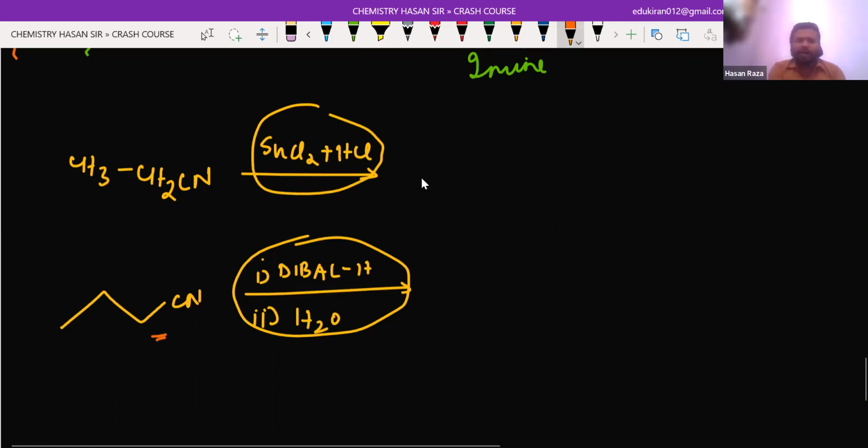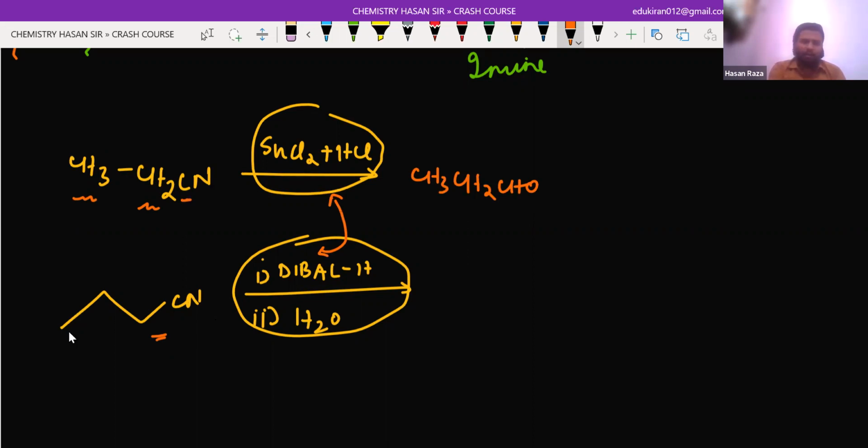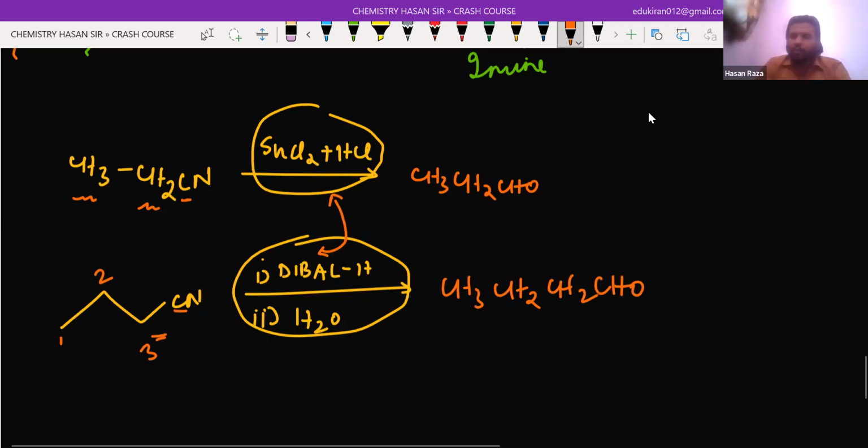So you can directly write propanal. CH3, CH2, and the C is there. So this will be directly converted into propanal. And as I told you, both have the same working as the same reagent. So 1, 2, 3, 4, butanal: it will be CH3, CH2, CH2, and the last carbon is this. So it will be converted into this. So I think it's very, very easy, right? So we just did preparation of aldehyde from nitriles.